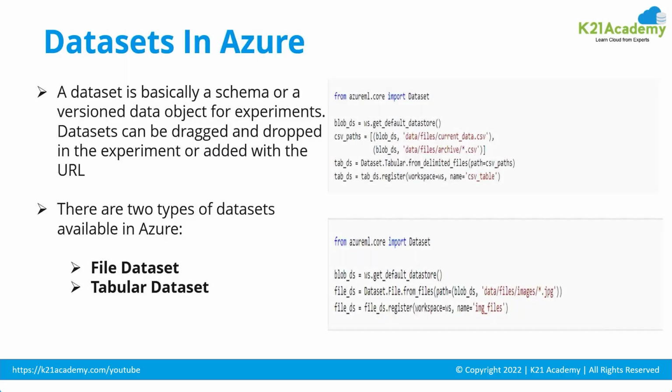Then we have datasets in Azure, all right? So we have file dataset and tabular dataset, and a dataset is basically a schema, or as I mentioned, a versioned data object that you can use for different experiments, all right?